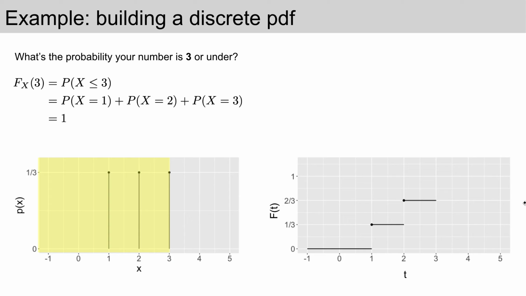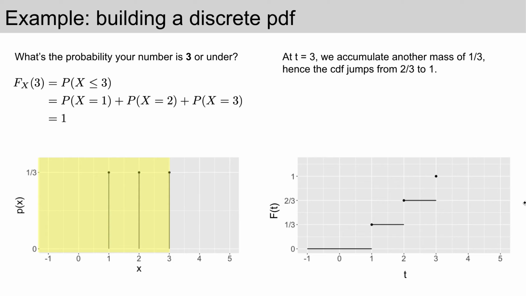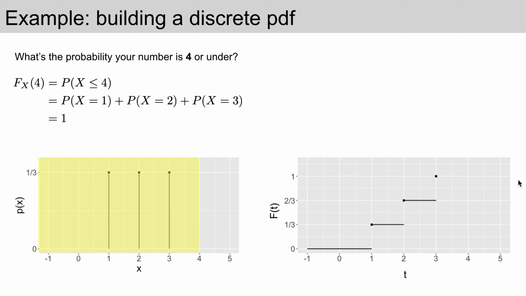Now we're almost done. The next point where we can accumulate any mass is when we get to 3. We can get a value of 3 or under if x equals 1 or 2 or 3, which happens with a total probability of 1. Namely, your number has to be a 3 or under. Thus, at t equals 3, we accumulate our final mass of 1/3, and the CDF jumps from 2/3 to a height of 1. And then it stays there.